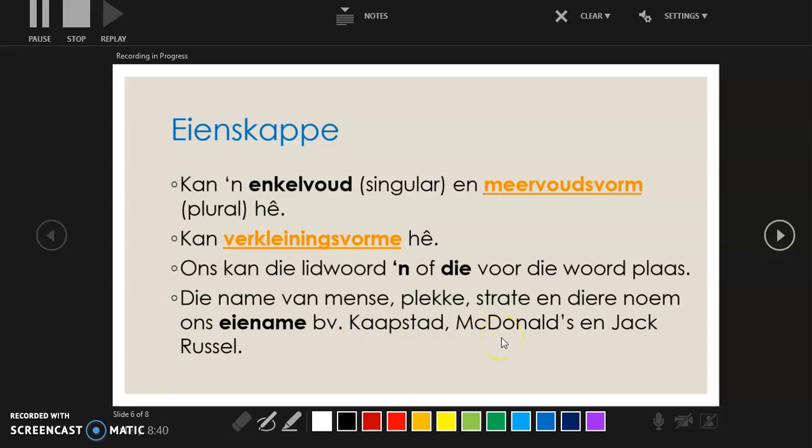Dan McDonald's. Right, so that is the name of a restaurant. Okay, so you will start that word also with a capital letter.